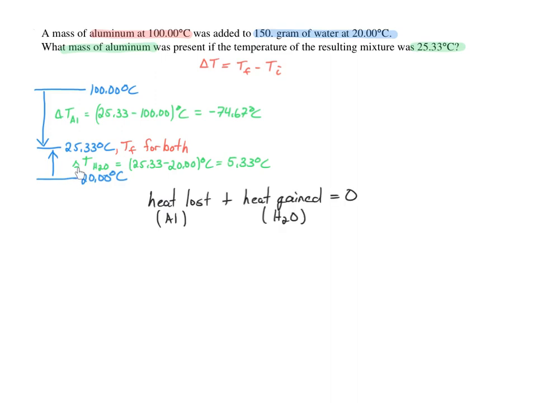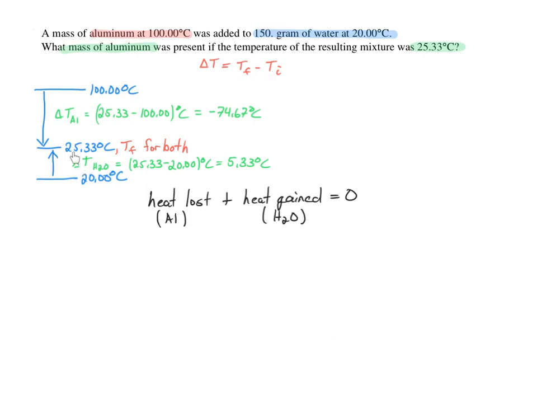Now when we calculate delta T, it's different for the aluminum versus the water. But in each case, we calculate it the same way, the final temperature minus the initial temperature. So for aluminum, the final temperature is 25.33. The initial temperature is 100. So the result is a negative temperature change. For water, the temperature change is positive. It's increasing in temperature. But still, it's calculated the same way, TF minus TI.